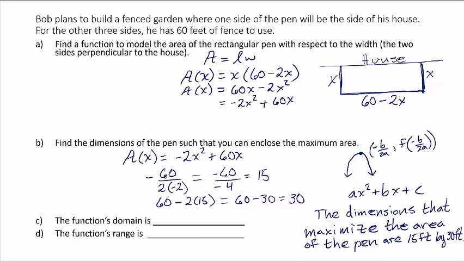Okay. All right, so then it asks us, what's the function's domain? Let's think about this. The function's domain is the set of all possible values of x, right? And x is the width, and we've got 60 total feet of fence. So in order for this to be a rectangle, we've got to have 3 sides. So if both of the sides were 30 feet, we'd be in trouble because there wouldn't be enough fence for a third side, right? But even if they were slightly less, then there would be.